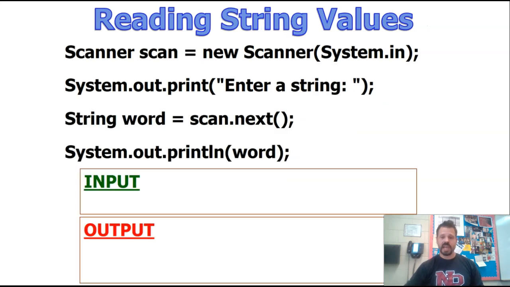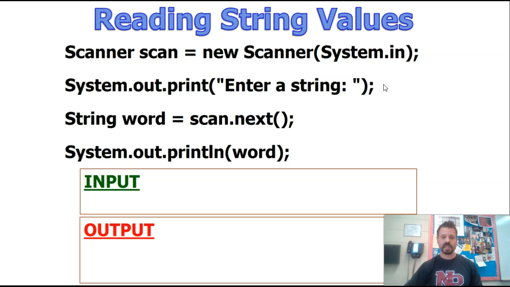We can also use our scanner to get strings. Now, strings is going to work a little different just because there's some different options. We'll show you the differences. So once again, I need my scanner object. I don't need to create that more than once in a program, but we'll just have it here for this little program with the scanner called scan.